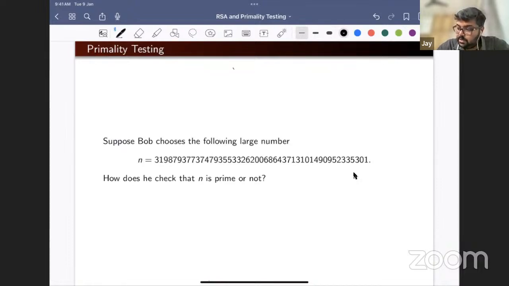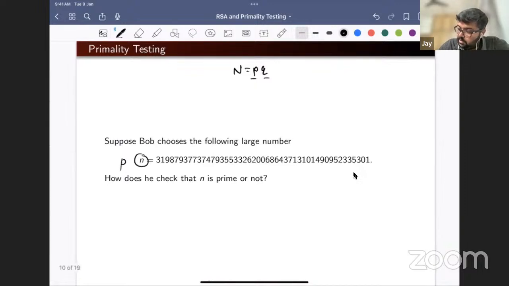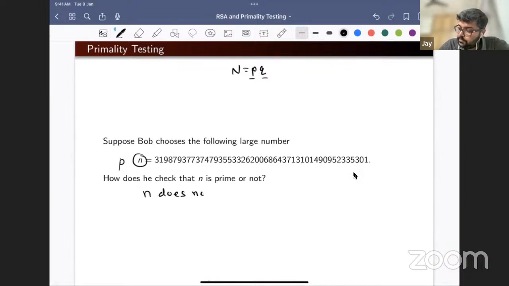So Bob needs two primes. For n equals p q, Bob needs two primes, p and q, right? So if this is say p, how do we check whether it is a prime or not? Of course, we can check the divisors. If it is divisible by some prime, then it is a composite number, not a prime. But this number does not have any divisor less than 10 power 6. So up to 1 million, there are no prime factors.